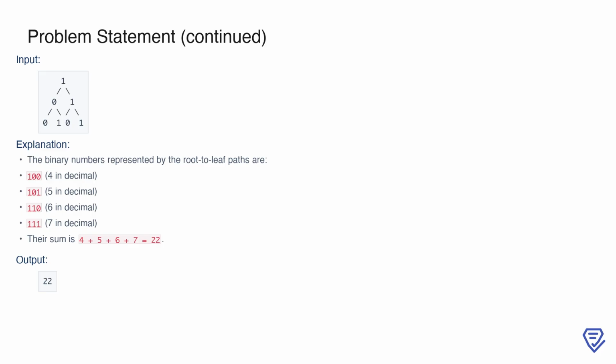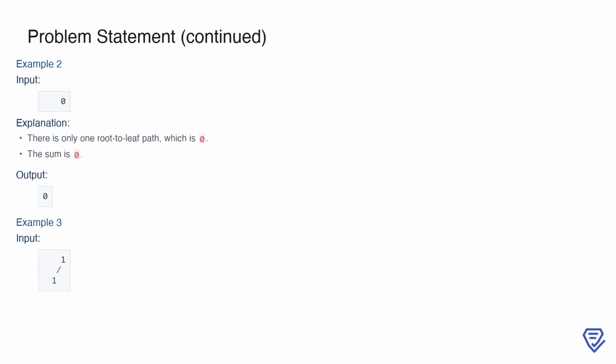Consider this binary tree with the root node 1. The left child of the root is 0, and the right child is 1. Each of these children further has two children of their own. The binary numbers formed by the root to leaf paths in this tree are 100, which is 4 in decimal, 101, which is 5, 110, which is 6, and 111, which is 7. Adding these values gives us a total of 22. Therefore, the output for this input tree is 22.